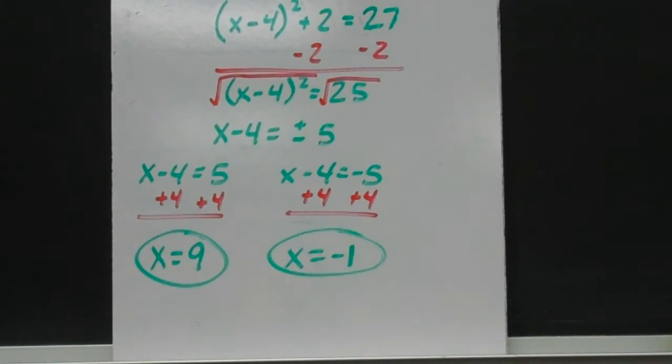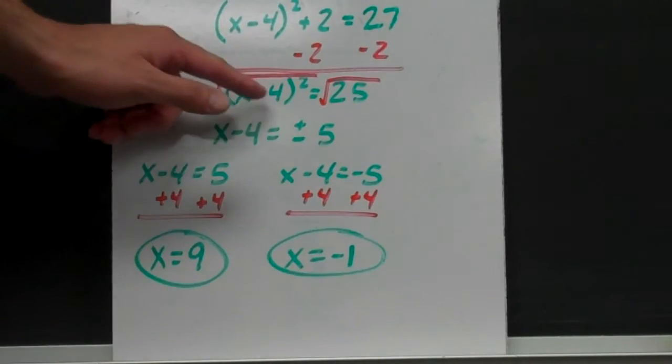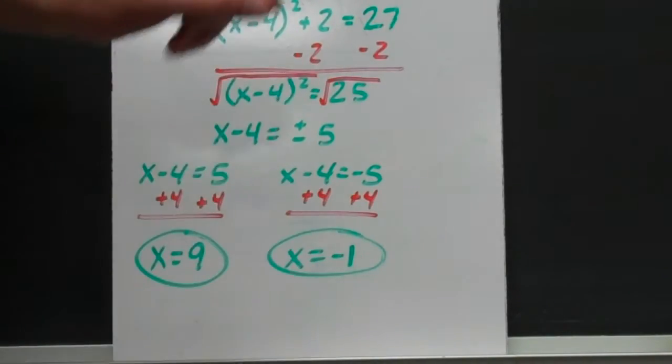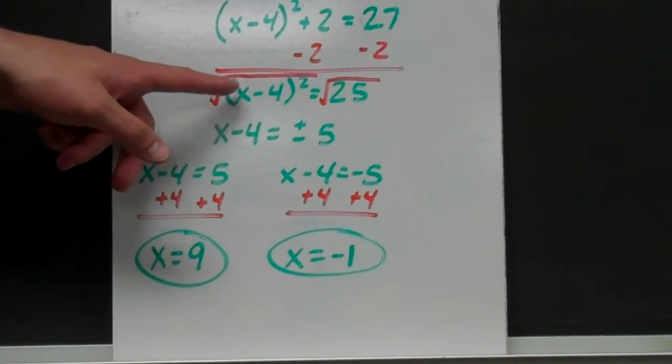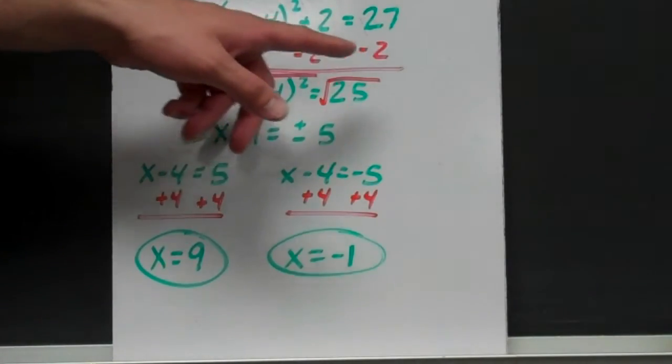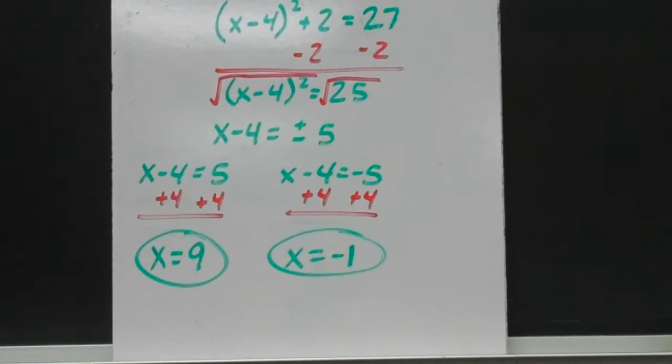However, we need to think about this a little bit here and ask ourselves, well, 5 squared is 25, but is there another number that we could square to get 25? And we could. It's negative 5. So when you're solving this type of problem and you take the square root of both sides, you're going to end up with a positive and a negative 5.